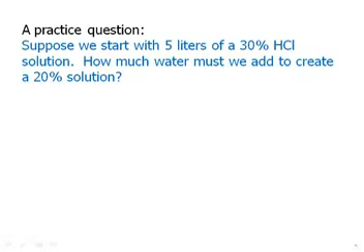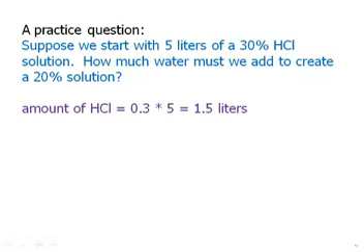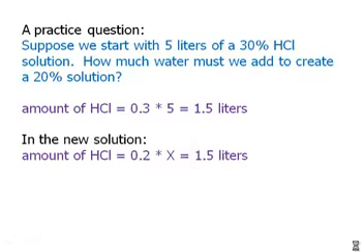Alright, well this is interesting. So the first thing we're going to figure out is how much solute do we have. Again, 30%, which is 0.3 times 5, we have 1.5 liters. And of course that's not going to change if all we're adding is water. So we're going to have a new amount, and it's going to be 20%, and it's going to have the same amount of HCl in it, the same amount of solute in it.